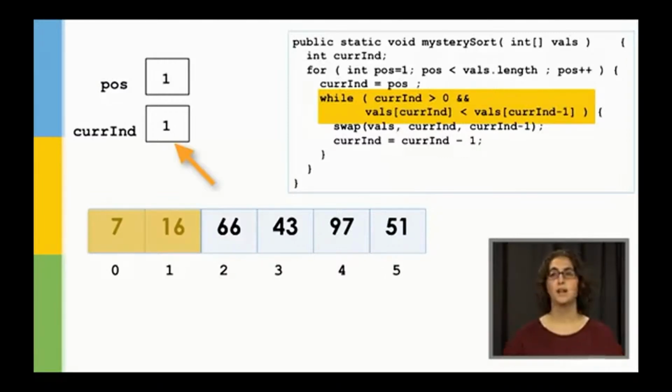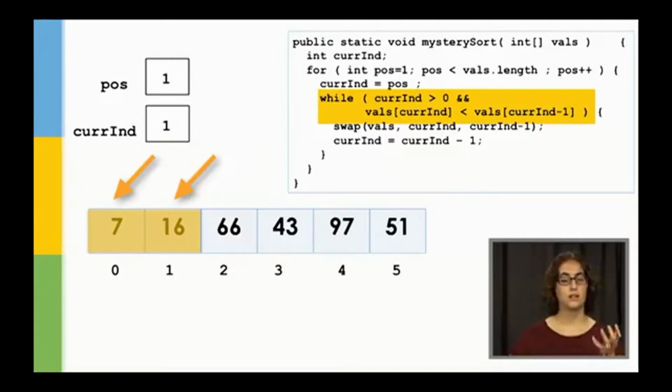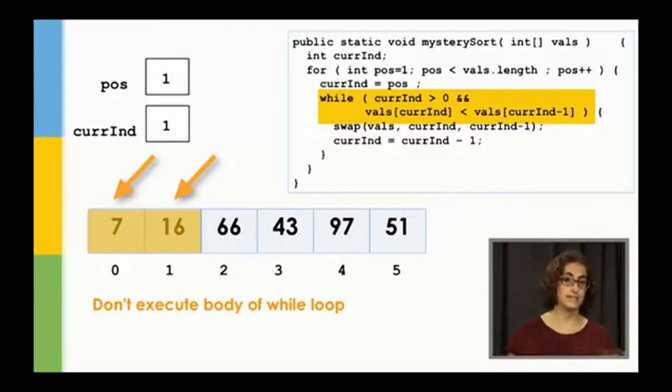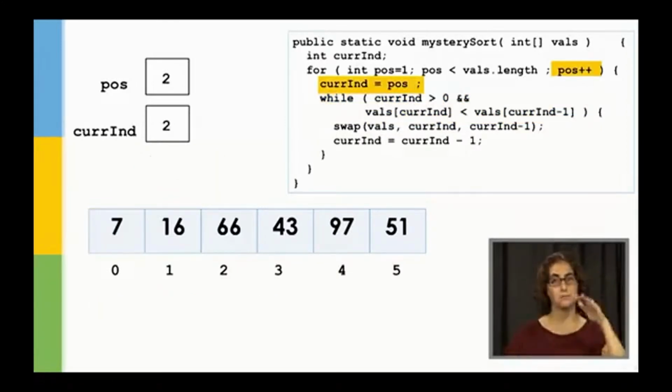Well, we're checking whether the current index is greater than 0. So yes, it's 1. And we want to check whether the array element at position cur index is less than the array element at position cur index minus 1. So cur index is 1. Current index minus 1 is 0. So we're comparing the numbers 7 and 16, and we're checking whether 16 is less than 7. It's not. And so we don't need to execute the body of the while loop. We go right back up to the top of the for loop after incrementing the pause variable, or position variable.